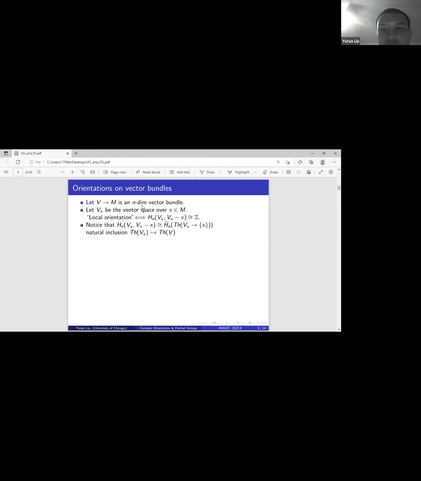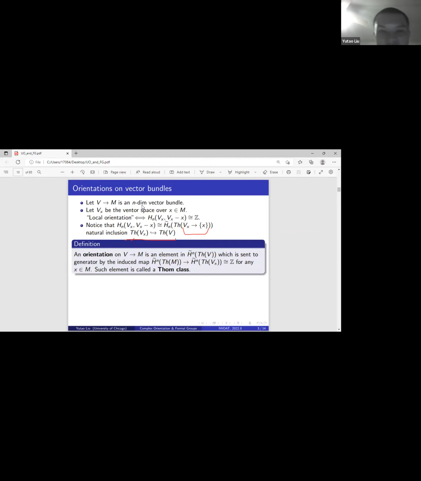Because the local homology agrees with the reduced homology of the Thom space at the given point. If you consider this small vector bundle, which is one single vector space over one single point, then the local homology here is the same as the reduced homology of the Thom space. Moreover, you have a global object because there's a natural inclusion from the Thom space of each local bundle to the global bundle here. So one idea to define the orientation on vector bundles is to choose an element in the global Thom space. But here, because we want an arrow to go the other direction, so now we use cohomology.